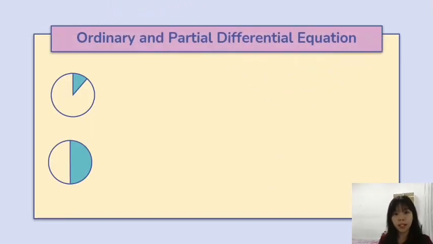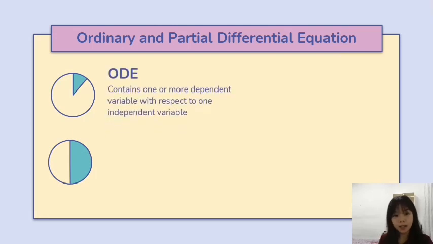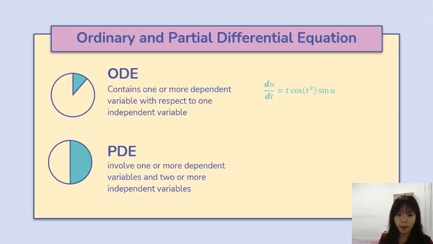First, we need to know the ODE and PDE. An ODE contains one or more dependent variables with respect to one independent variable. Here is an example of an ODE. And the second is the PDE. A PDE involves one or more dependent variables and two or more independent variables. And here is an example of a PDE.